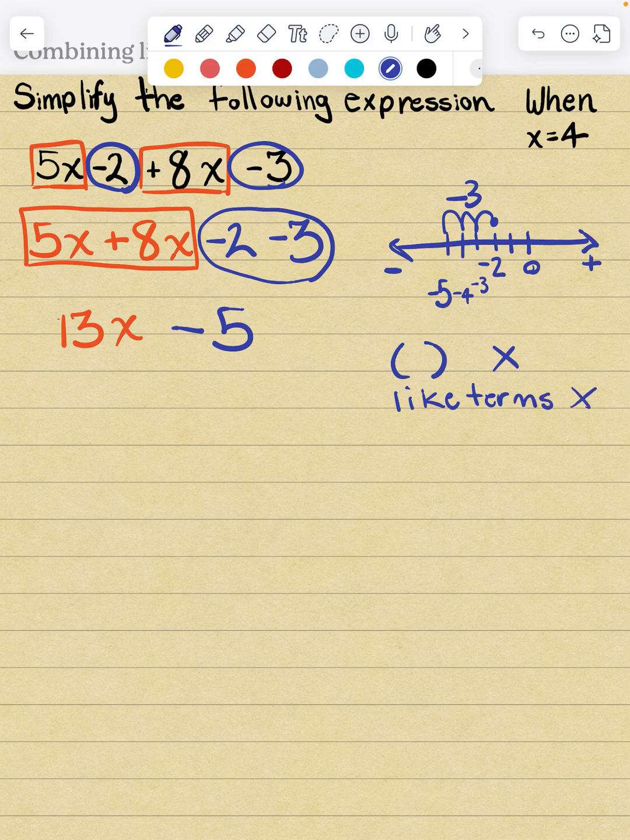No. So I know that this is simplified. But it says when x equals 4. So now I have to substitute, right? So instead of putting x there, I'm going to replace it. So I have to replace or substitute 4 for x.